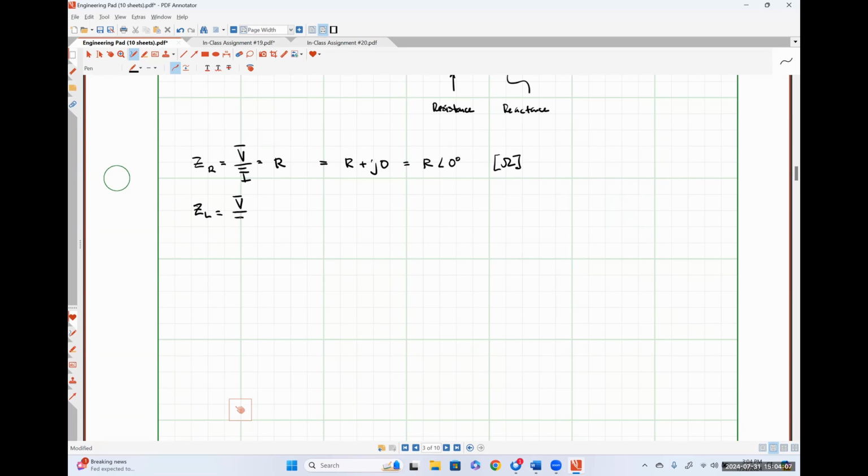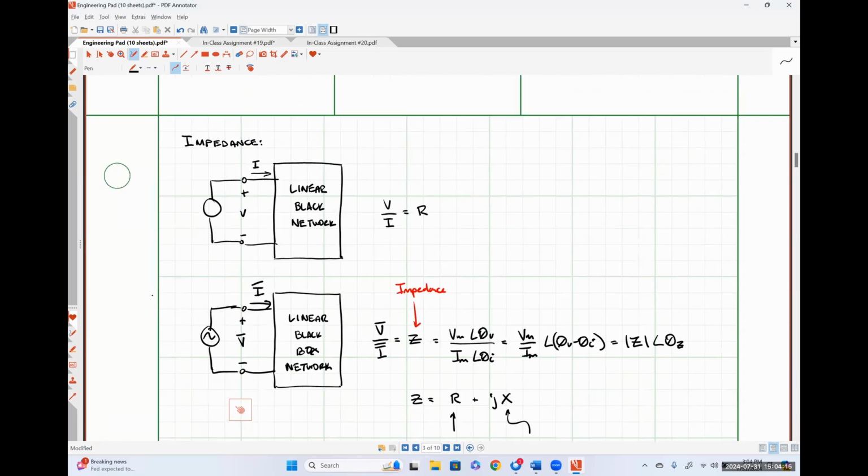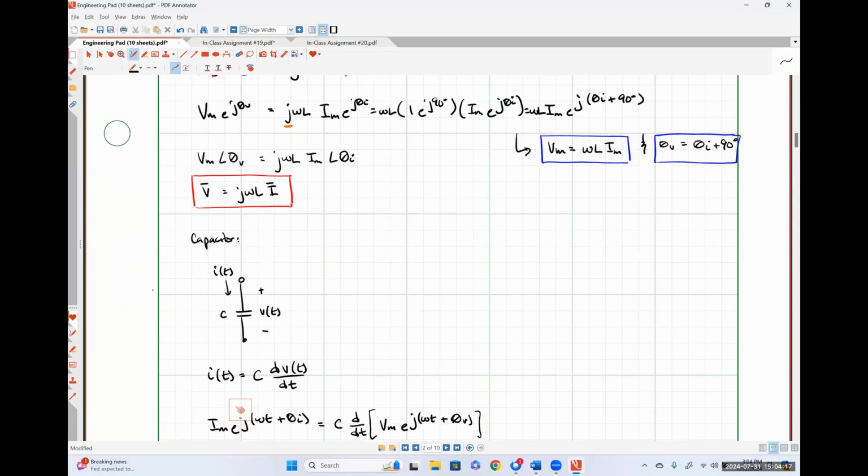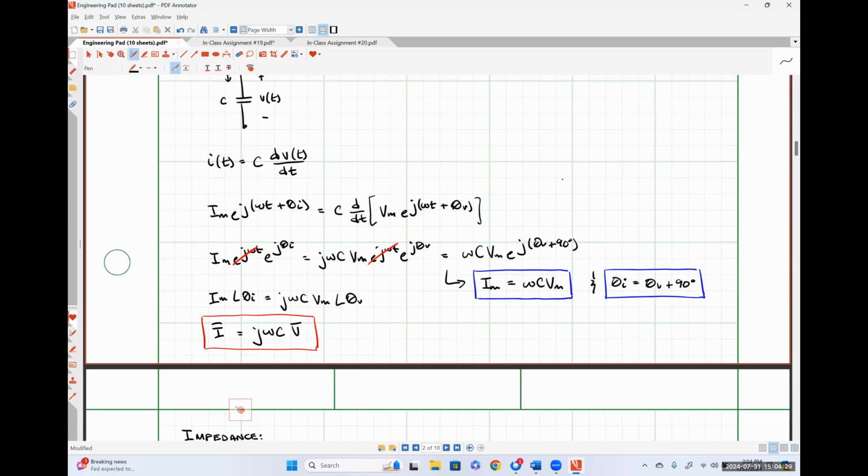So what would V over I phasors look like for an inductor? Let me scroll back up here. Anybody care to venture? I'm going to call it a guess, but it's the same level of algebra we just did. J omega L. J omega L. Thank you, Baylor.